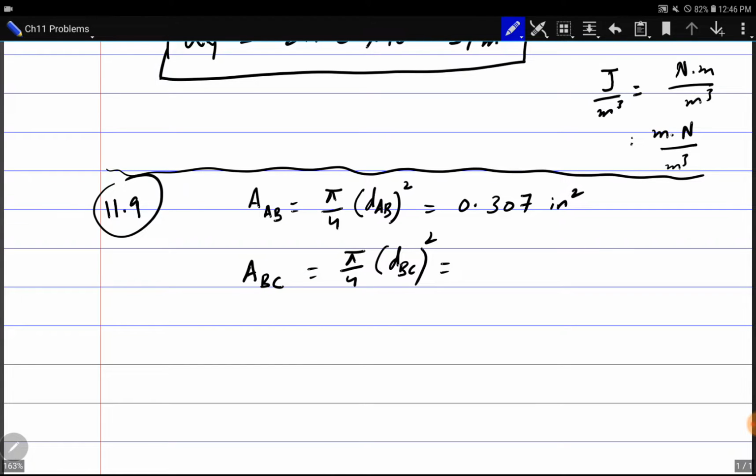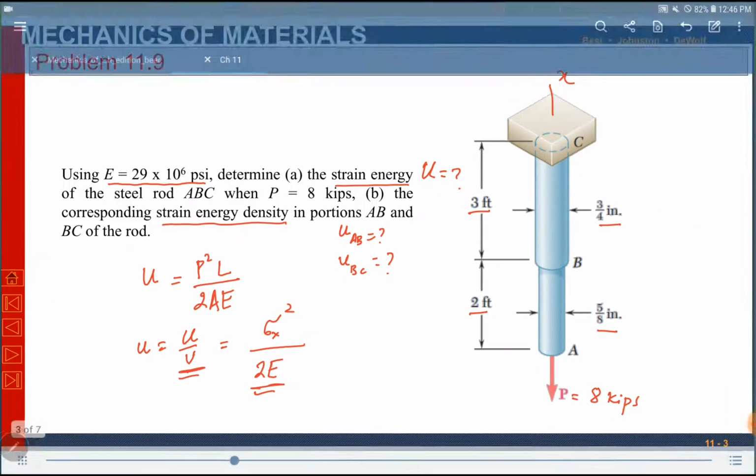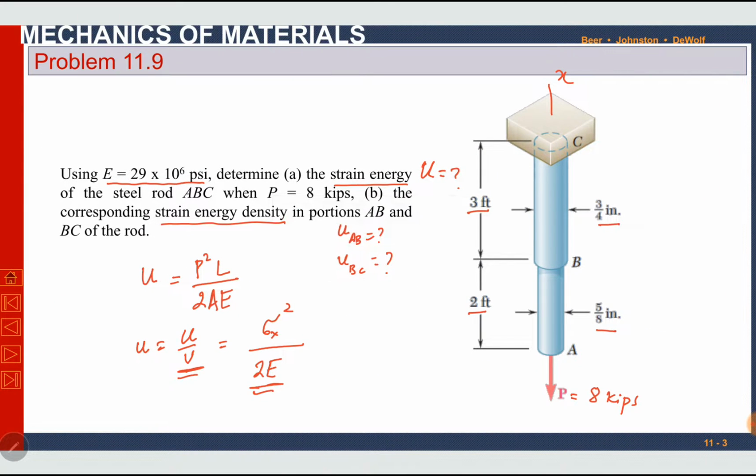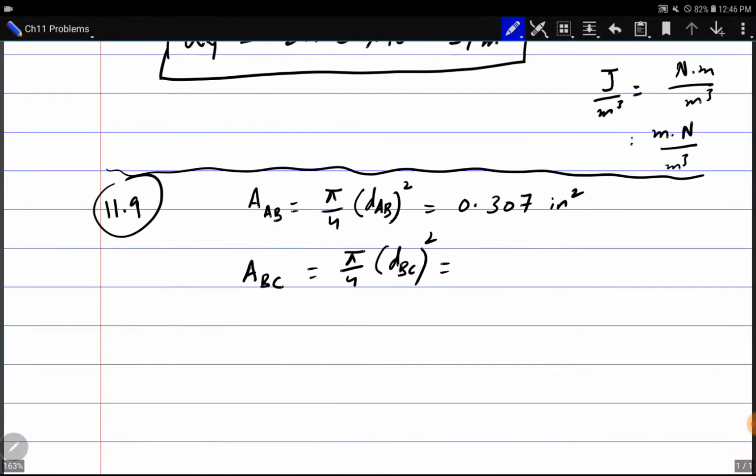Similarly, area of rod BC is pi by 4 times diameter of rod BC squared. Rod BC has a diameter of 3/4 inch. So square of 3/4 times pi by 4 becomes 0.442 square inch.